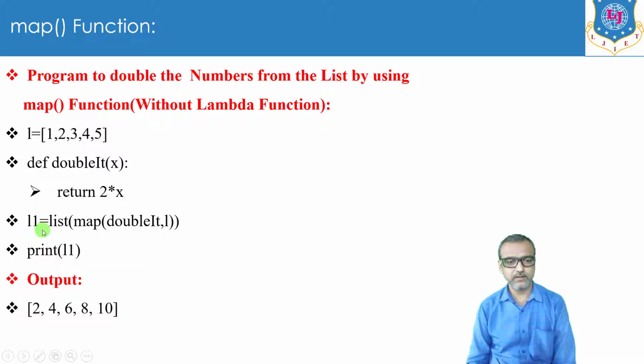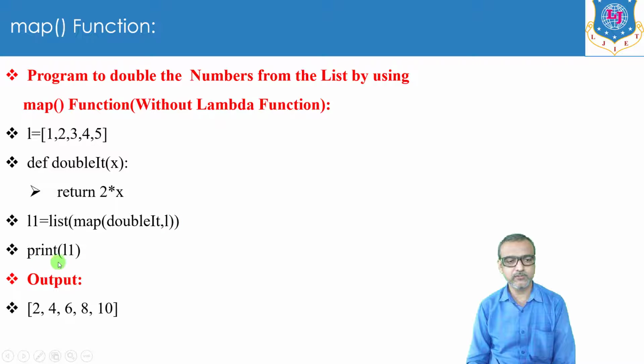Then after, L1 equals list of map of doubleit comma L. So here we have used the doubleit function as an argument. This doubleit function will be applied on list L. See, in list L we have 1, 2, 3, 4, 5. So what this doubleit function will do, it will just give us the double values of the list L.